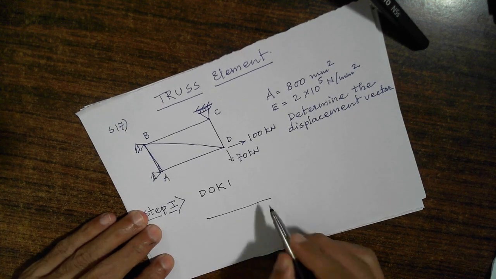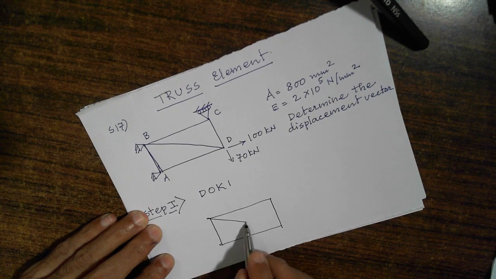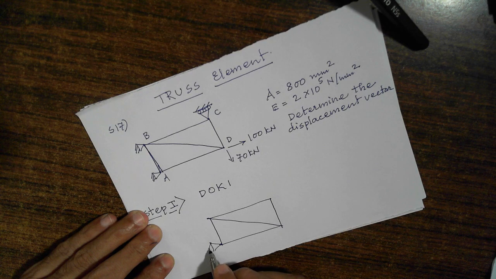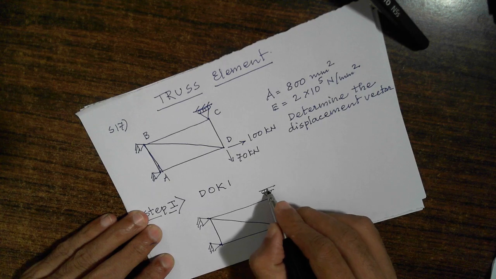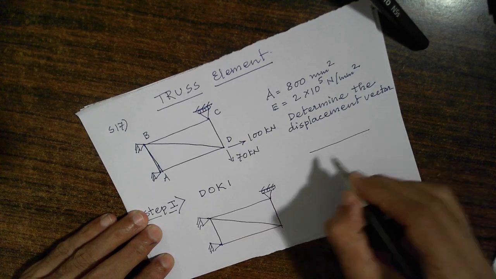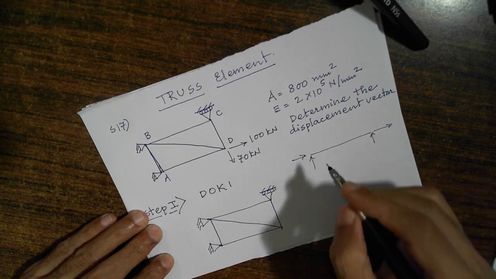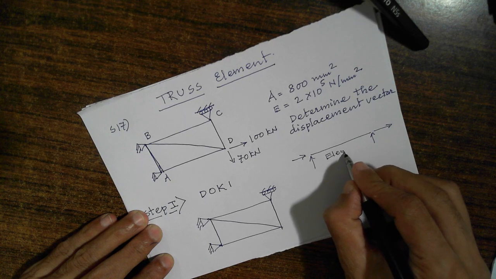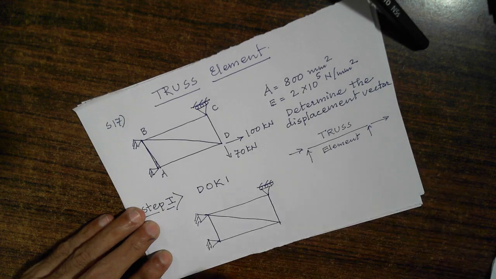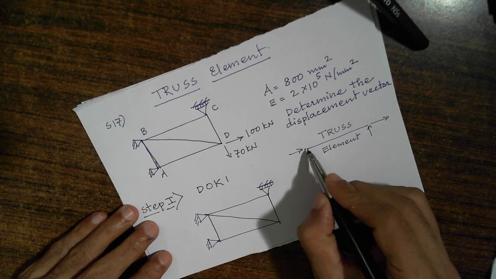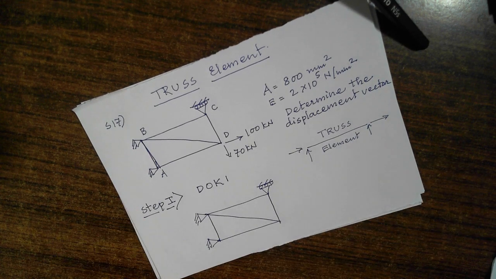Now this is the truss. Degree of kinematic indeterminacy depends on the support conditions. This is hinged at this end, this is hinged at this end, and this is roller at this end. Every joint of a truss has got 2 degrees of kinematic indeterminacy. This is our elemental truss, this is our truss element. Every joint has got 2 degrees of kinematic indeterminacy: displacement in x direction, displacement in y direction, displacement in x direction, displacement in y direction.